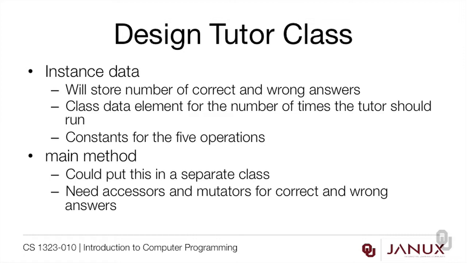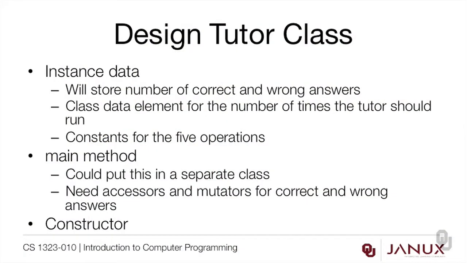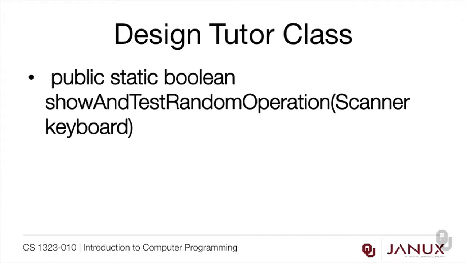The main method could be put in a separate class if we wanted to, but if we did that, we're going to have to create accessors and mutators for the number of correct and wrong answers. And there's really no reason to do that. So I'm going to put the main method in the same class. Now there's some tricks to doing this, so pay attention to how it actually works. The other thing we'll need, of course, is a constructor, because since we have instance data, we have to be able to construct it. Our last method is going to be show and test random operation.